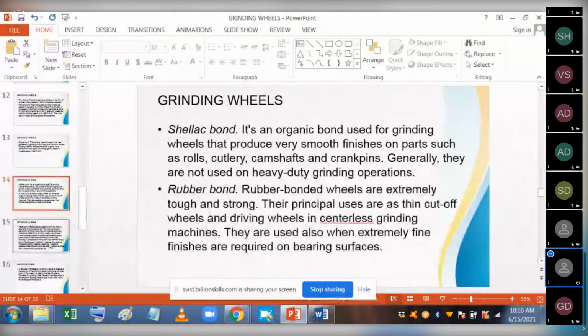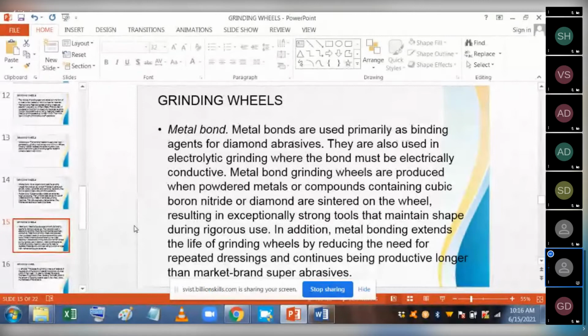Now, this is actually not in your syllabus, but I have included this because it is extremely important, which is a metal bond. There are some materials for which we need metals as the bonding materials. Metals are what? Cobalt and copper are the main material for holding the abrasive particles. Metals are used primarily as binding agents for diamond abrasives.